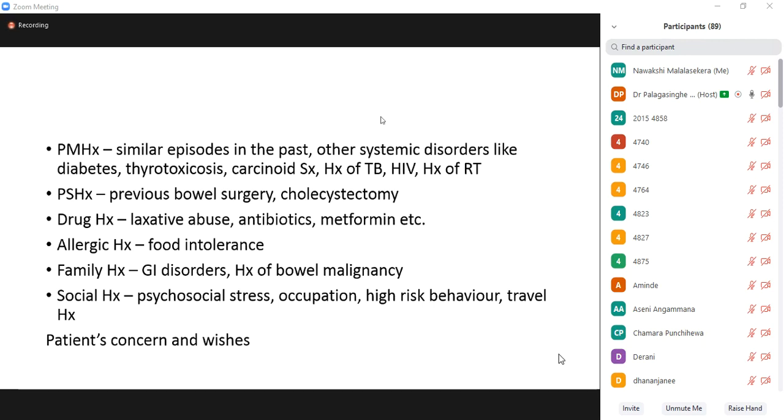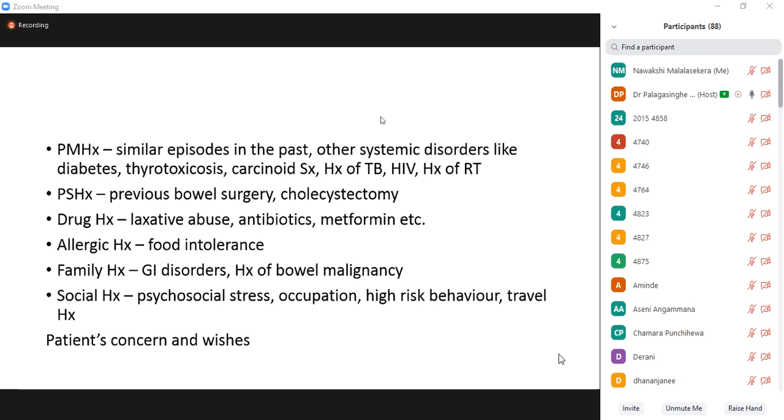Last, but not least, the social history: whether the patient has any psychosocial stress related to diarrhea. Sometimes diarrhea may be precipitated by psychosocial stress, like in the case of irritable bowel syndrome. When you are getting an exam, the moment you eat, you might need to go to the toilet to pass stools due to overactivation of the gastrocolic reflex. It's precipitated by stress. Sometimes stress might precipitate diarrhea, and the other way around is also true.